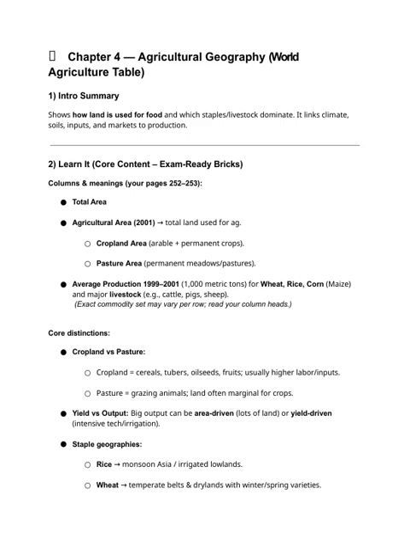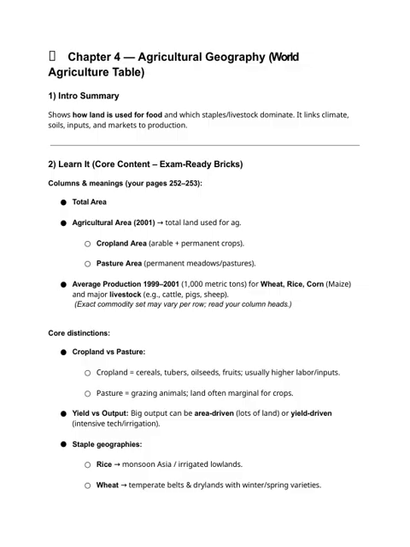Now, let's highlight some core distinctions. Cropland versus pasture. Cropland is primarily for cereals, tubers, oilseeds, and fruits, and typically requires higher labor and inputs. Pasture, on the other hand, is mainly for grazing animals and is often located on lands less suitable for crop production. Finally, we need to understand the difference between yield and output.